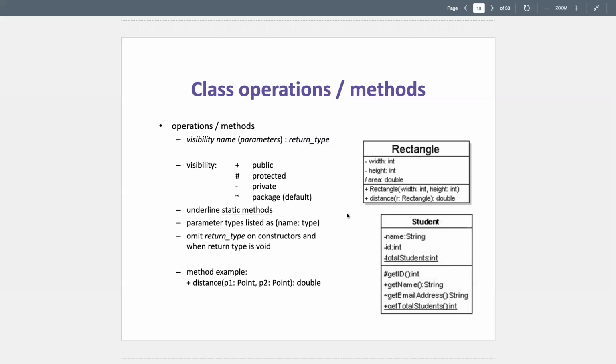So a good rule of thumb is you want to try to put as little information as possible. So I don't need to put a void return type here. So I want to omit the return type if it's void.